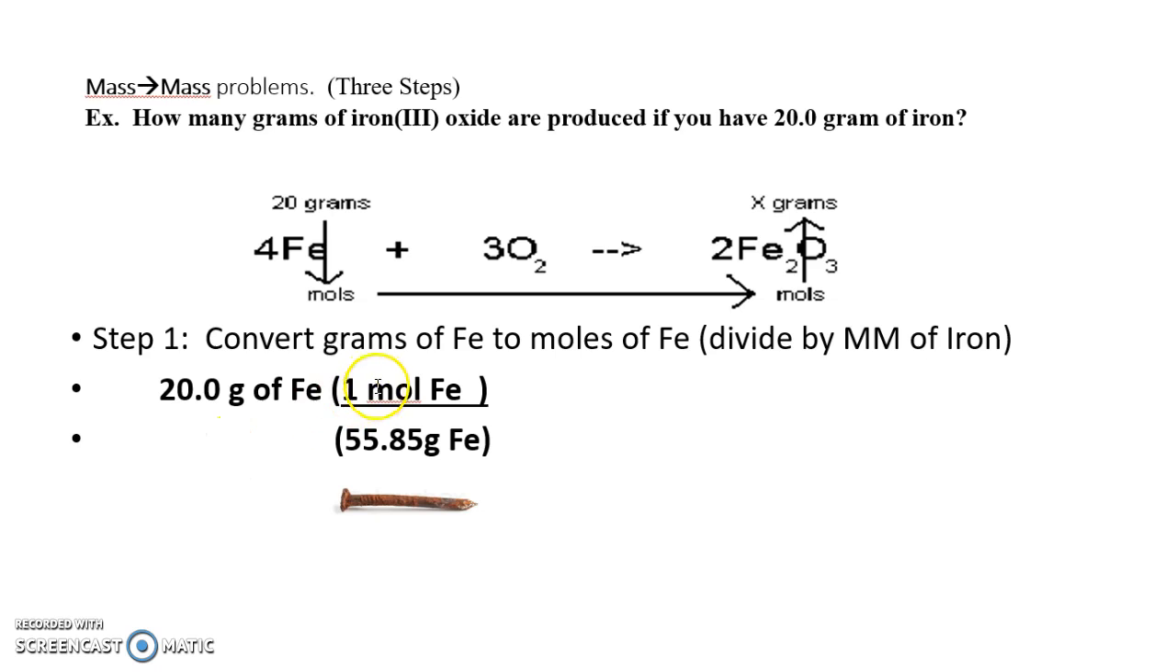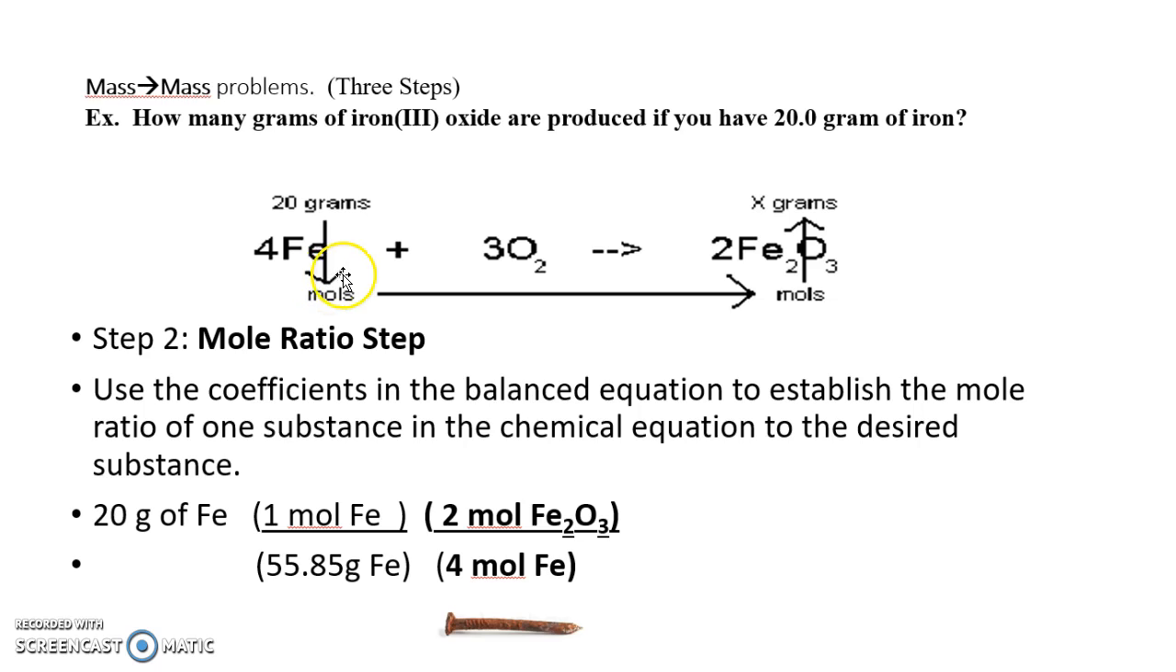So if we look at the first step in the process, we're going from grams of iron to moles of iron. When we do that, we need to actually take the molar mass of iron off the periodic table and put that on the bottom, so that way grams of iron cancels with grams, and we end up converting to moles. That completes our first step.